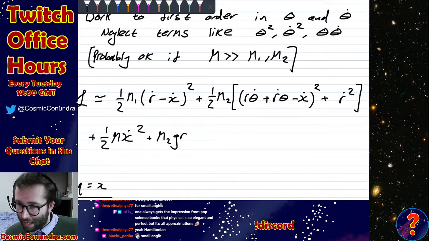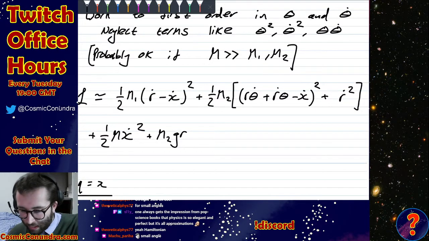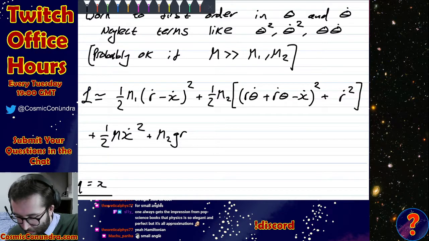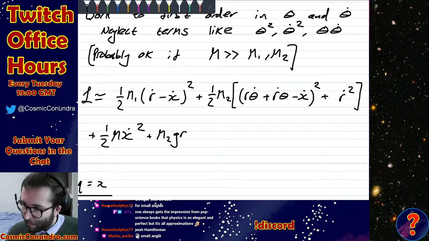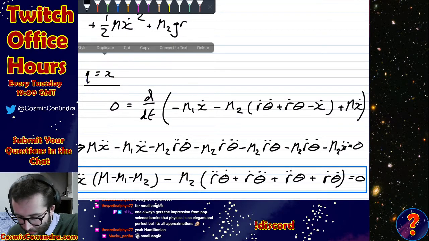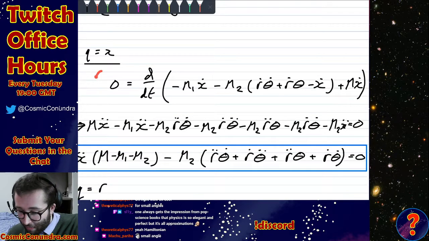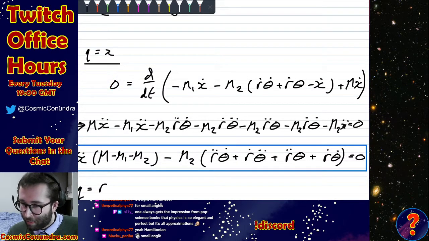Now I have to apply the Euler-Lagrange equations. And like I said before, there are 3 of them. There's one for the x-coordinate, one for the r-coordinate, one for the theta-coordinate. So the first one is for the x-coordinate. On the left-hand side here, I've got the derivative of the Lagrangian with respect to x. So x, not x dot.